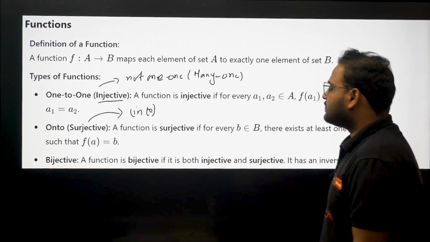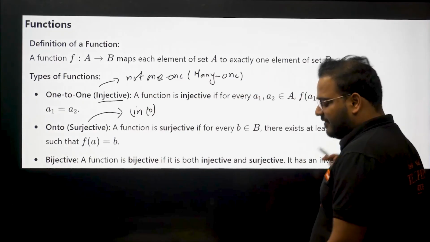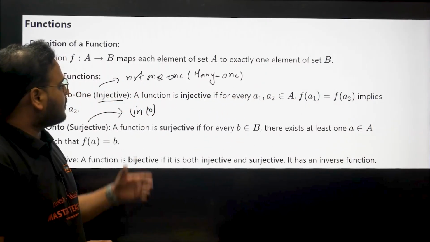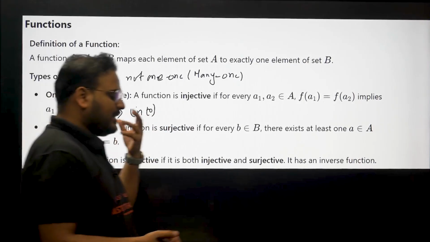Okay, great. Now bijective is the combination of both, as I said. Now how would you identify a one-one onto function? There are two approaches. One approach is the approach of algebra, or graphs. Another approach is the approach of derivative, basically calculus.